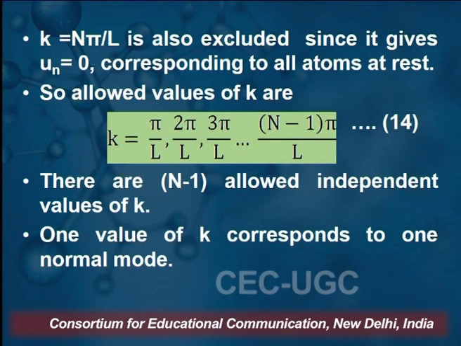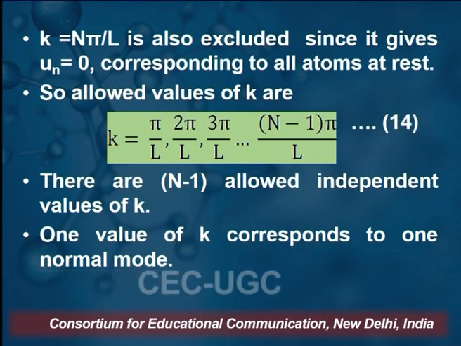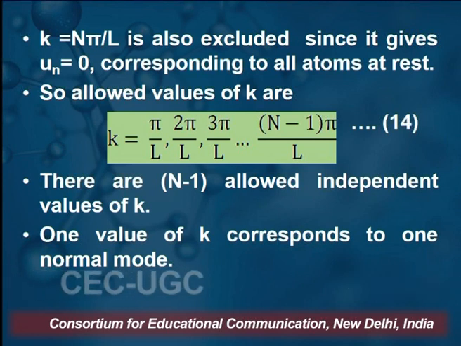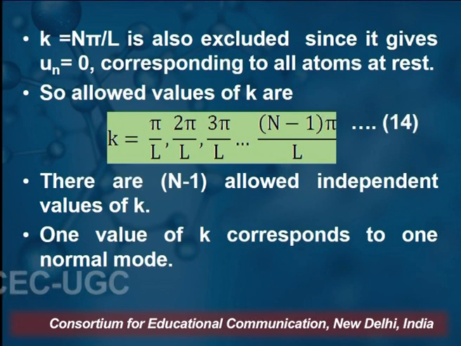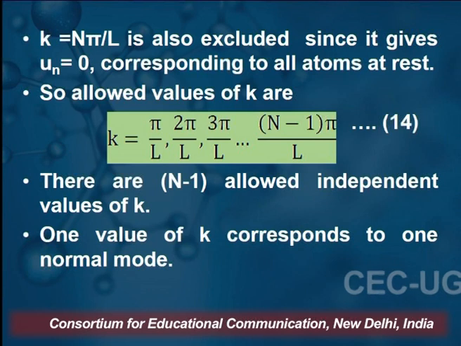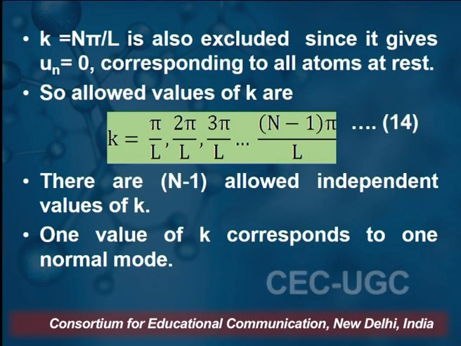Now, k equal to capital N pi by L is also to be excluded because that again represents all the atoms at rest. So, all the allowed values of k are pi by L, 2 pi by L, 3 pi by L and so on up to capital N minus 1 pi by L. So, there are N minus 1 allowed independent values of k that are the possible solutions.